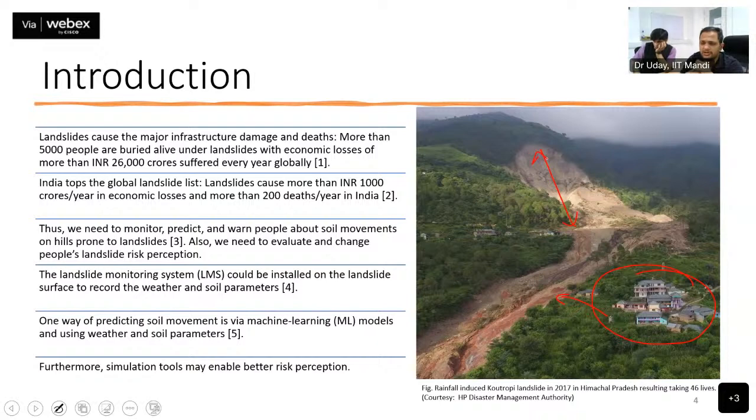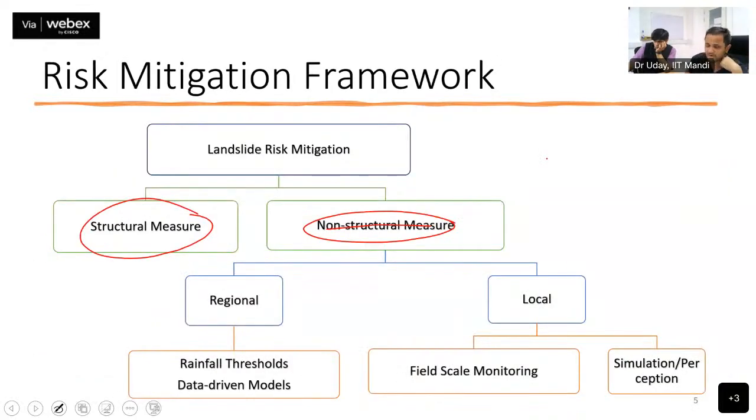If I talk about any structural measure to take care of this, I'm sure we would need to spend something in the percentage of GDP to clear such a major event. That is why we have to talk about more non-structural measures in order to save people's lives.